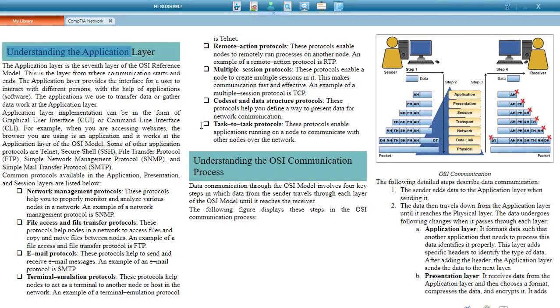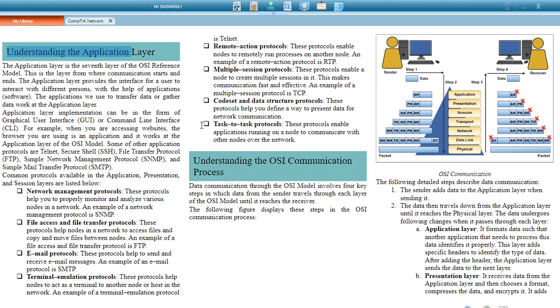Understanding the application layer. The application layer is the seventh layer of the OSI reference model. This is the layer from where communication starts and ends. The application layer provides the interface for a user to interact with different persons, with the help of applications and software. The applications we use to transfer data or gather data work at the application layer.